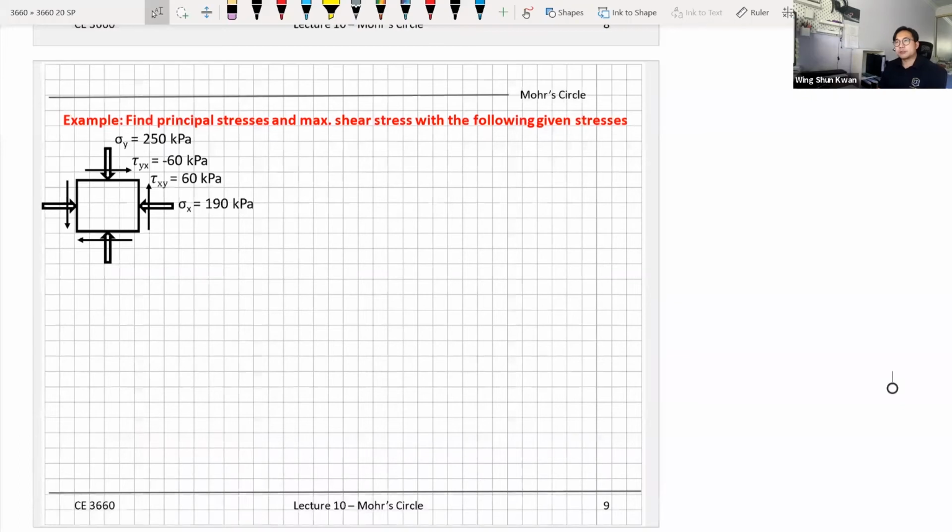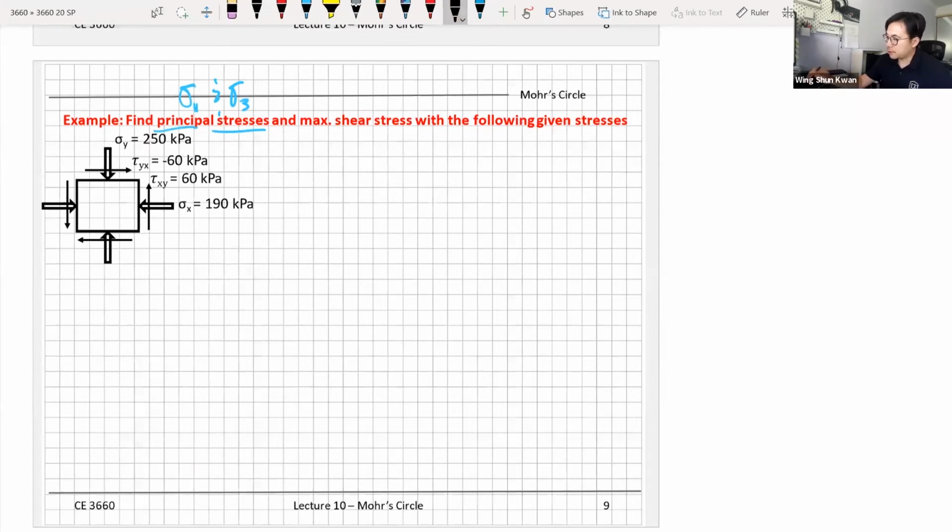We try to solve for sigma 1 and sigma 3. Again, be very comfortable with this terminology. So when they ask for the principal stresses, that means sigma 1 and sigma 3. Maximum shear stress is the tau max. And what stress are you given? You're given those sigma x and sigma y.